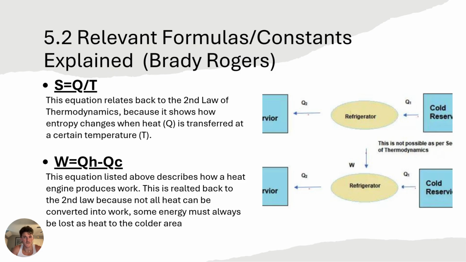For the next one, you can see that it is W equals QH minus QC. As said in the recordings before this one, this relates back to the heat that is made, which can be converted back into work. So the equation listed above describes how a heat engine produces work. This is also related back to the second law because not all heat can be converted into work. Some energy must always be lost as heat to a colder area.